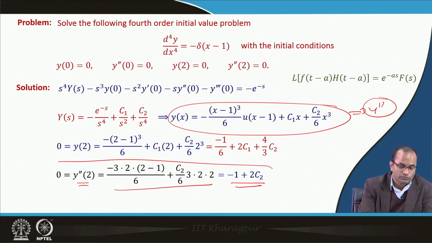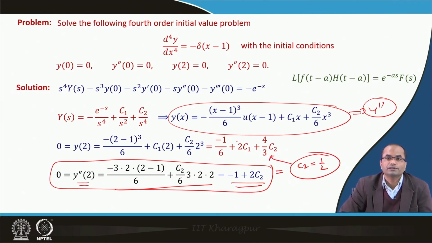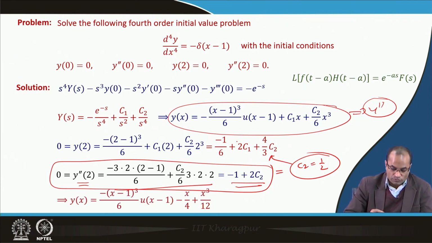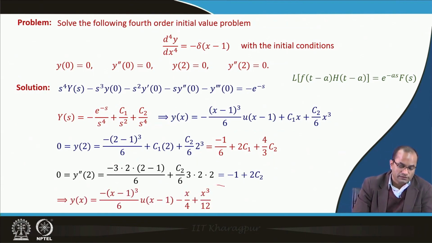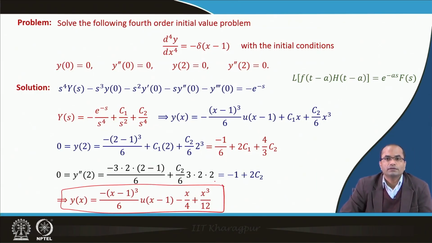So, from the second equation we will get straight away C2 is equal to half, for instance, and that C2 can be plugged in this first equation and we can get C1 straightforward. So, having C1 and C2 we can just substitute in that solution and we will get the solution of the given differential equation.